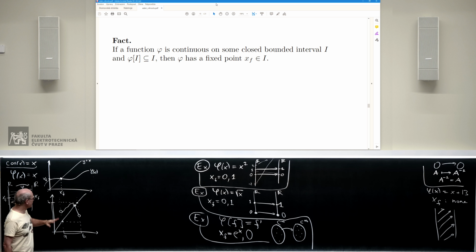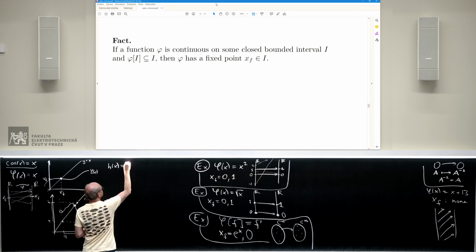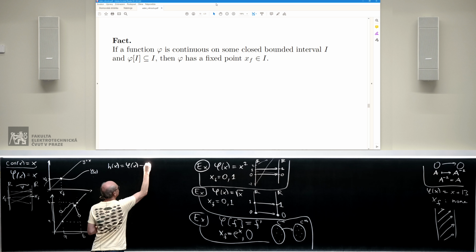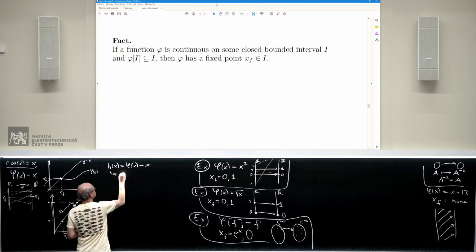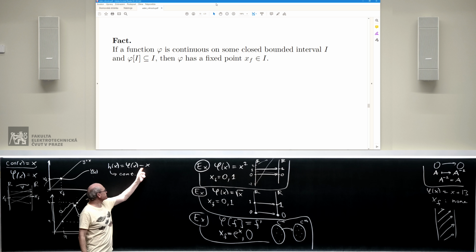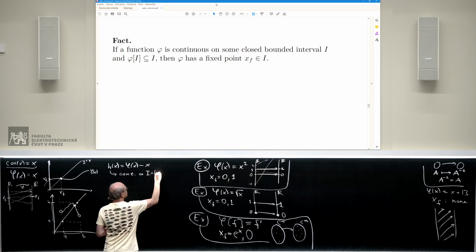Now, of course, this picture is quite suggestive, but this is not the proof. So for the proof, we have to do a little bit of work. We are going to introduce an auxiliary function, let's say phi x minus x, and let's talk about it a little bit. What do we know about this function? First of all, this function is continuous, because it's a difference of 2 continuous functions. Namely, it's continuous on interval I, which is ab.